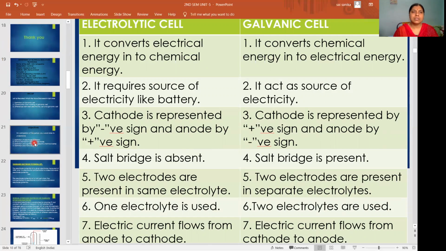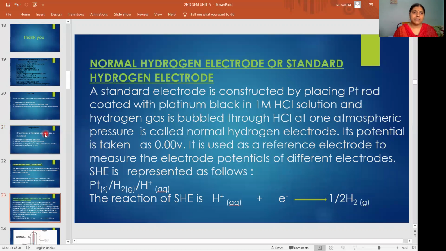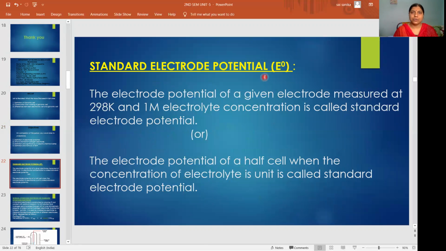So today our topic is different, these are the objectives. On completion of this period you would be able to understand the definition of electrode potential, what is standard hydrogen electrode, the definition and significance of electrochemical series, and the definition and formula of EMF. So first we will see standard electrode potential.